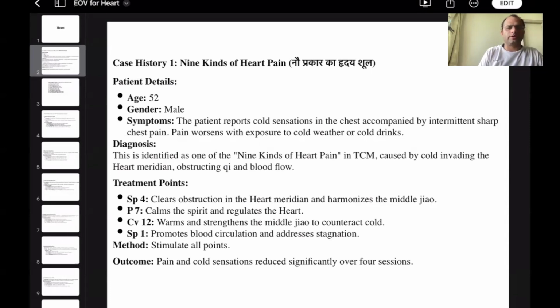One patient is 52 years of age, a male patient. The patient reports a cold sensation in the chest area, accompanied by intermittent sharp chest pain. Pain worsens with exposure to cold weather or cold drinks.